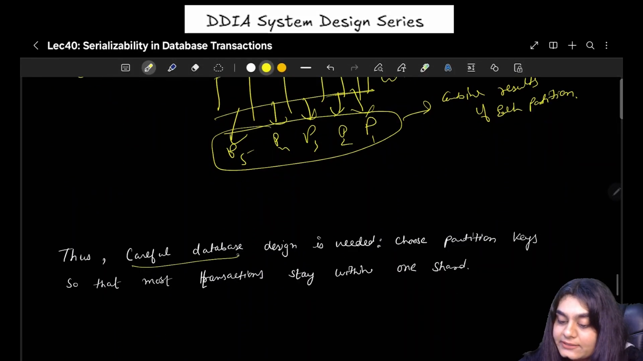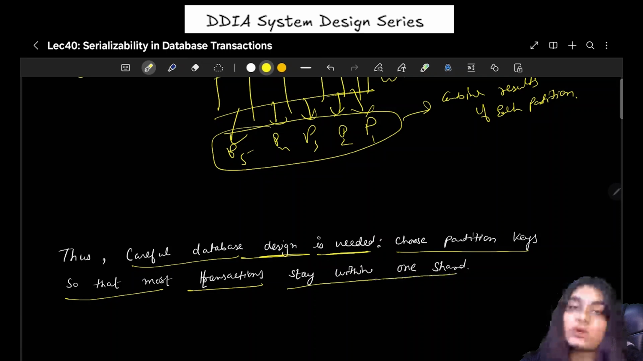In practice, cross partition writes are much slower than single partition ones. Therefore, careful database design is much needed. Choose the partition key so that most transactions stay within one shard. If that is achieved, the system will scale linearly. And if not, you pay a performance penalty for distributed systems.